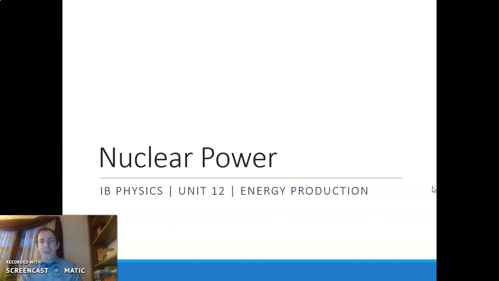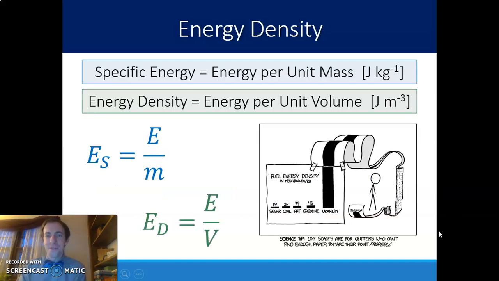So, to start us off talking about nuclear power, I want to remind you of something that we talked about a couple of days ago. When we talked about different sources of energy and comparing the different ones against each other, one of the main properties that we referred to was called energy density. That can be referred to as both specific energy or energy density. It's basically energy per unit mass or volume of that thing. Basically, how rich in energy is something.